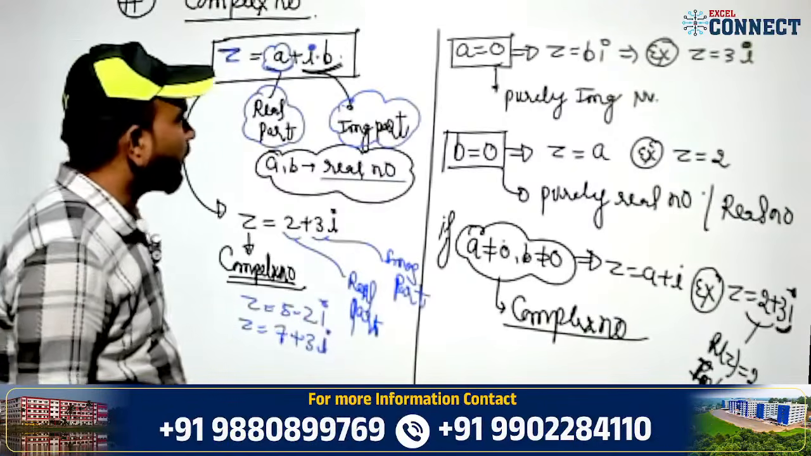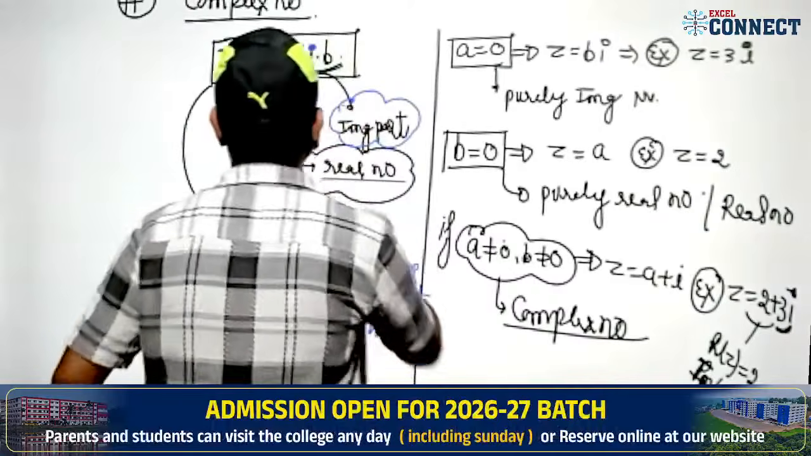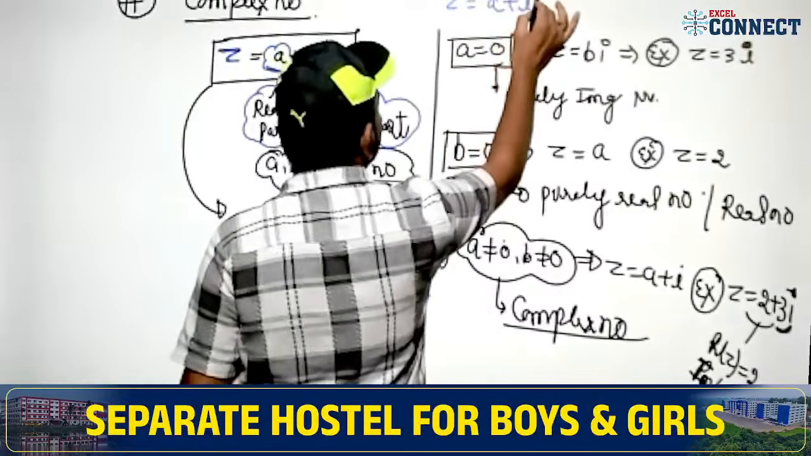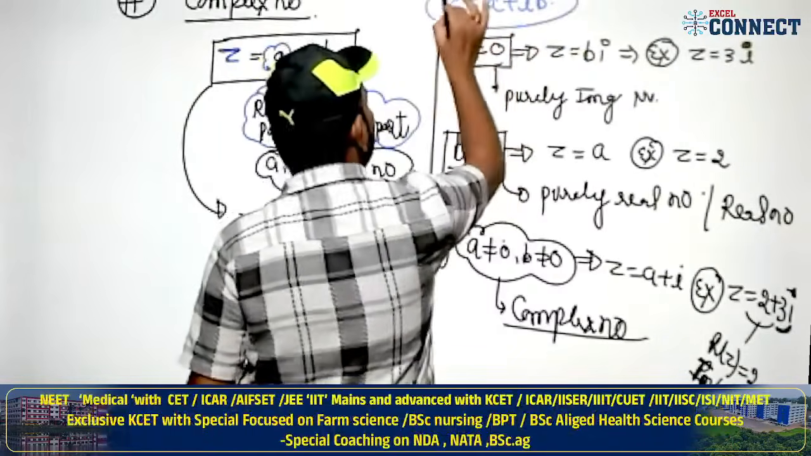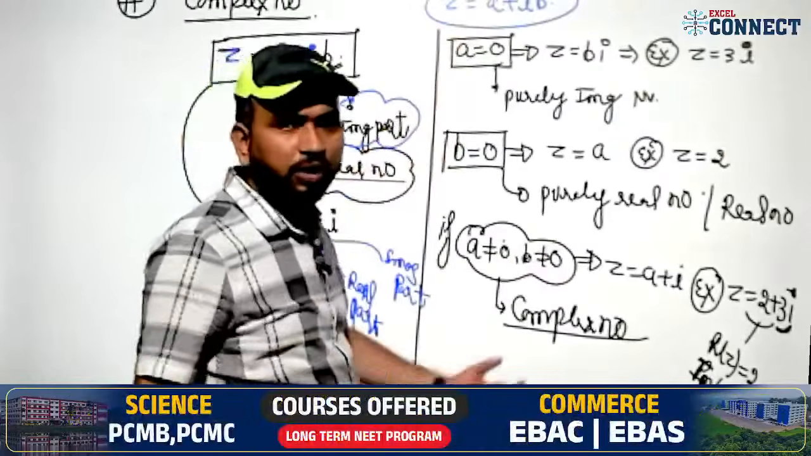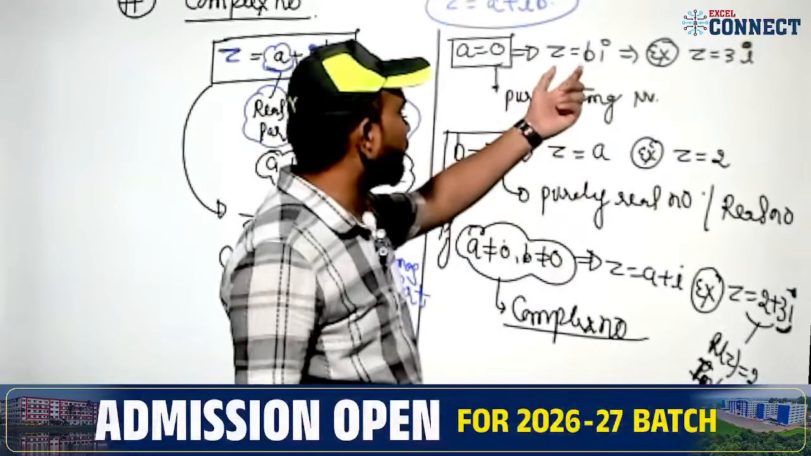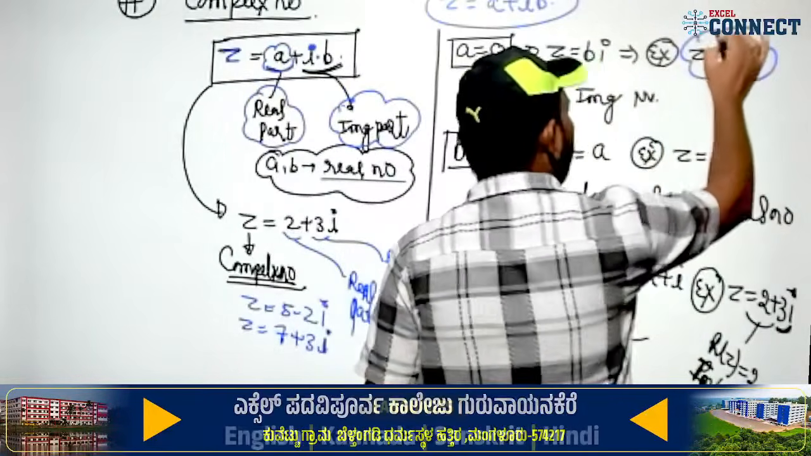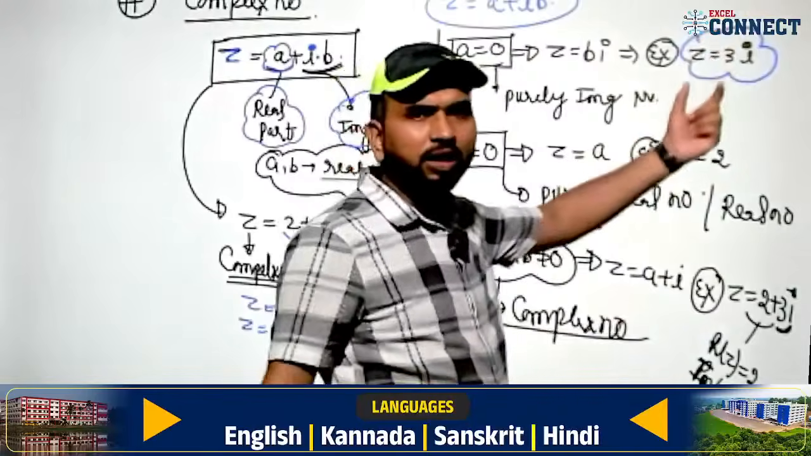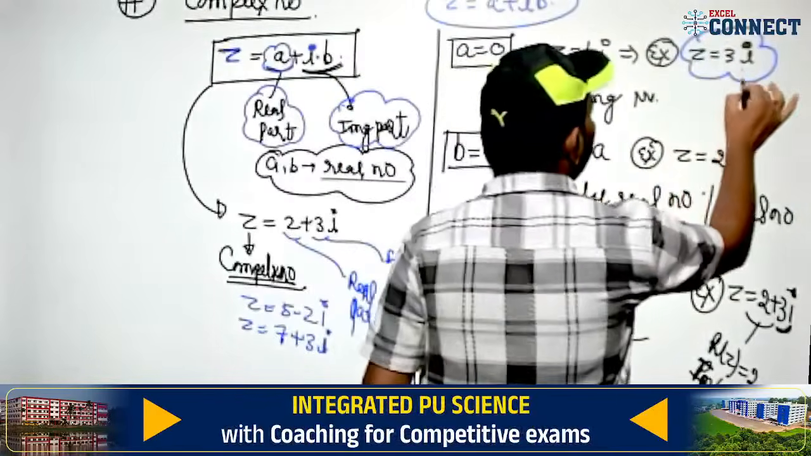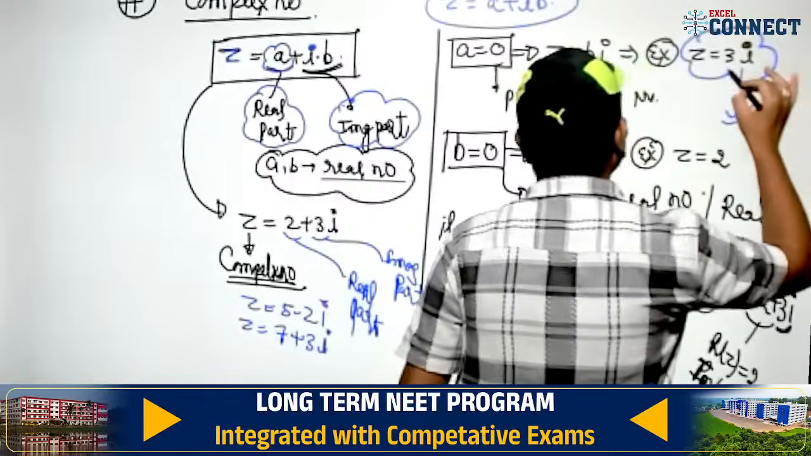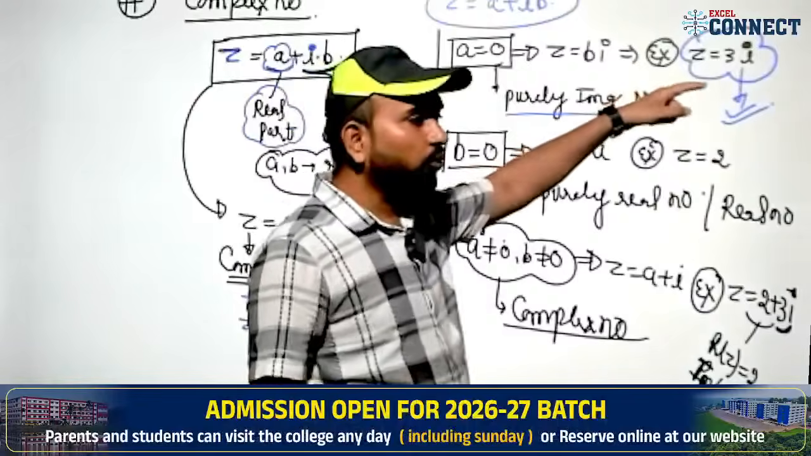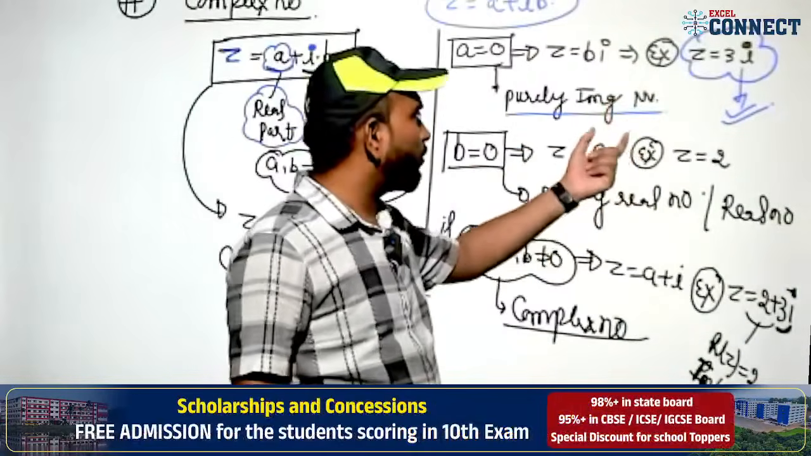Now suppose a is 0 in this complex number z, where z is equal to a plus iota b. If a is equal to 0, then z is equal to bi, for example z is equal to 3i. Only the imaginary part remains, so we can say it's a purely imaginary number, in which no real part is there.